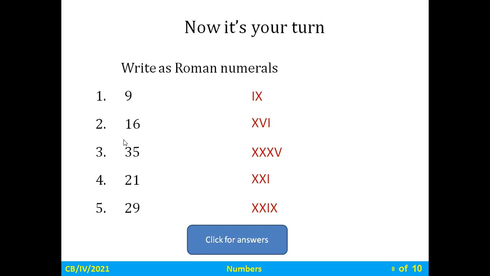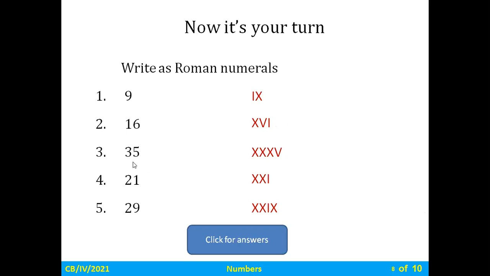16. 16 means 10 plus 6. Right? And 10, how do we write? X, like X. It represents X. Right? And 6, how do we write? VI. Means 6. 5 plus 1, that gives us 6, and 10 plus 5 plus 1 gives us 16.